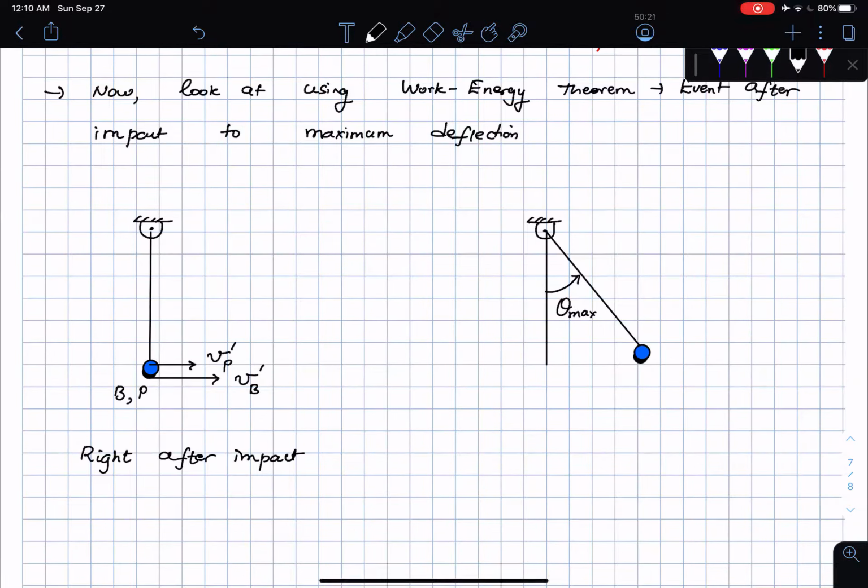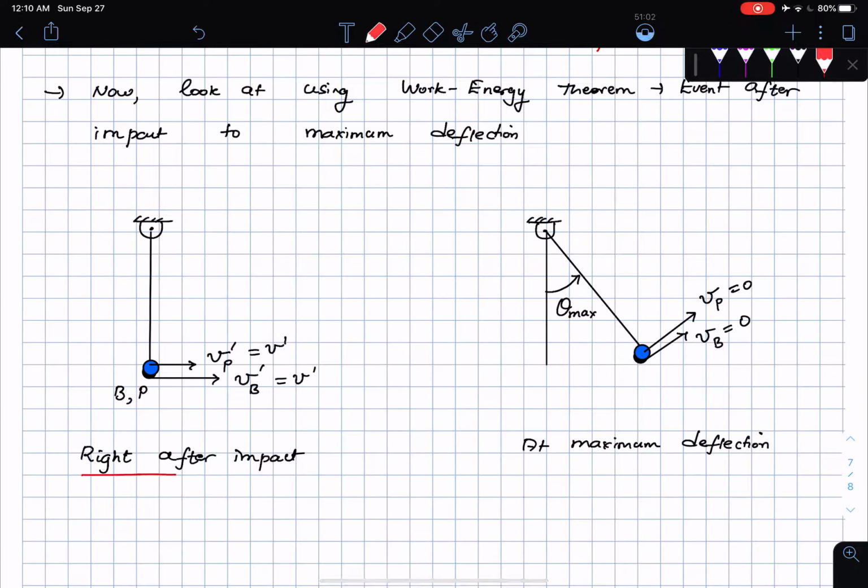What is the velocity at the maximum angular deflection position? The velocity of the bob and the pendulum is going to be zero, right? Because they're going to now start trying to turn around. So this is both V prime, which we just found out is V naught divided by 3. Now here the velocity of the pendulum is 0. The velocity of the ball is also 0 at the maximum angular deflection position. Okay, so I have the two positions done.